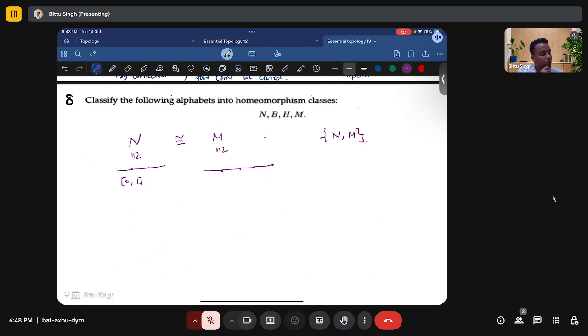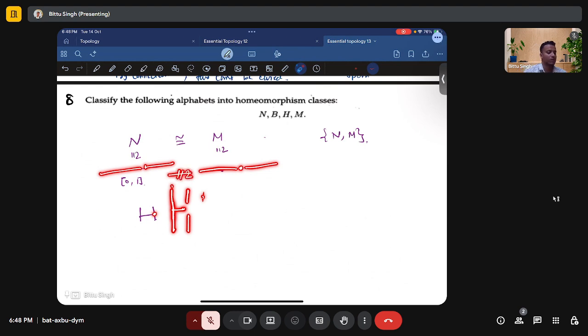Can H be homeomorphic to N or M? The answer is no. Because if we just remove a point, I'll remove this point, then it will break into 3 components. This one and this. There are 3 connected components. But whenever I remove a point from N or M, this will break into 2 components, whatever point we remove, right? Therefore, this H cannot be homeomorphic to N or M. So H is in a different class. Similarly, B is also in a different class.